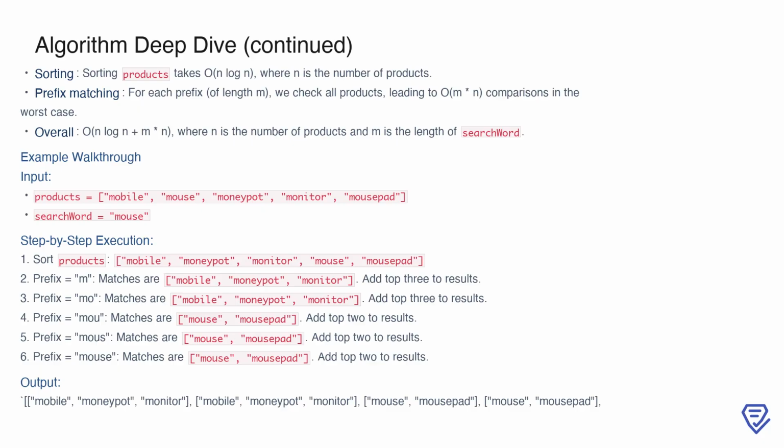Now, let's walk through an example to understand how the algorithm works step by step. Given the input products as mobile, mouse, moneypot, monitor, mousepad, and the search word mouse, we first sort the product list. This results in mobile, moneypot, monitor, mouse, mousepad. For the first prefix, m, the matches are mobile, moneypot, and monitor. These 3 are added to the results.